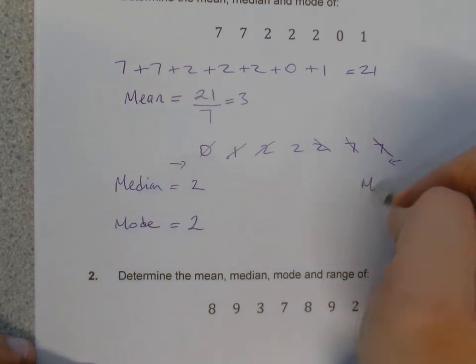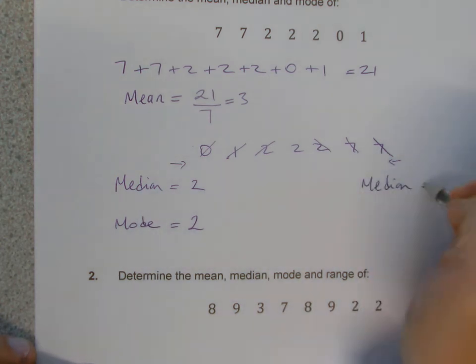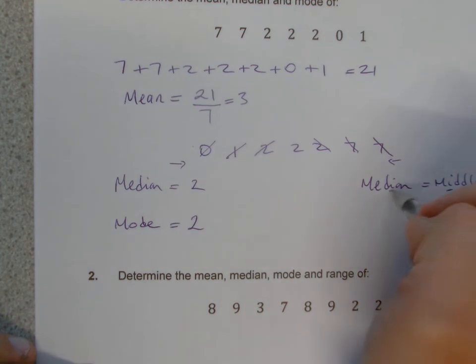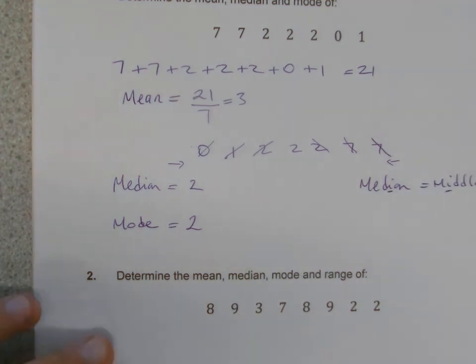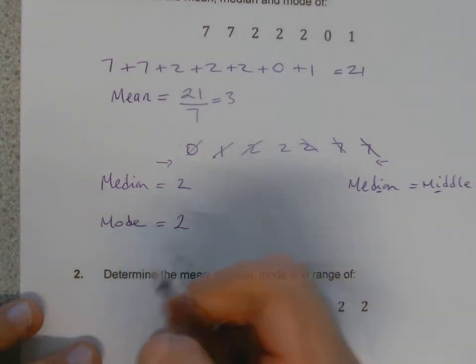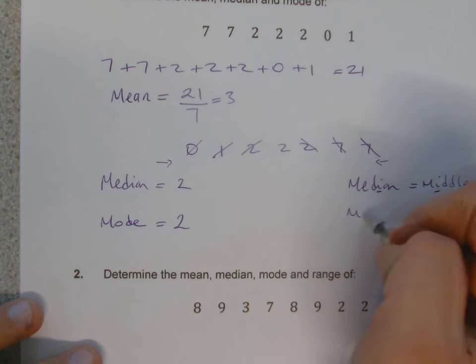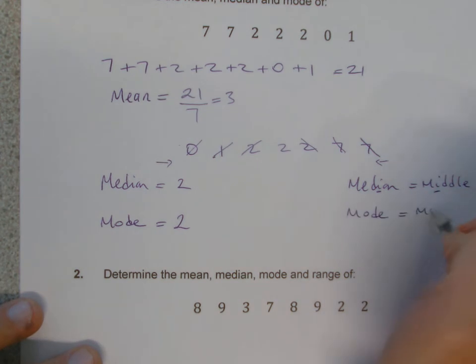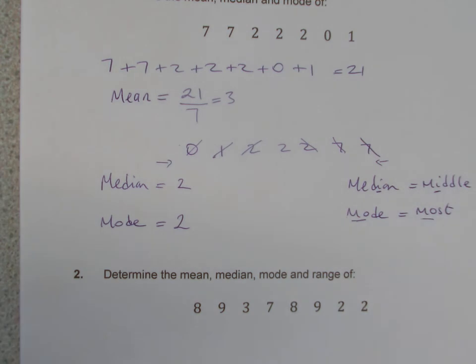If we think about middle, it's got an I in it, and so does median. And also mode sort of sounds like most, doesn't it? If you think about it, the first 2 letters are the same, so mode is the most common.